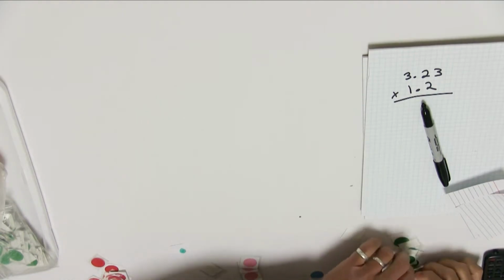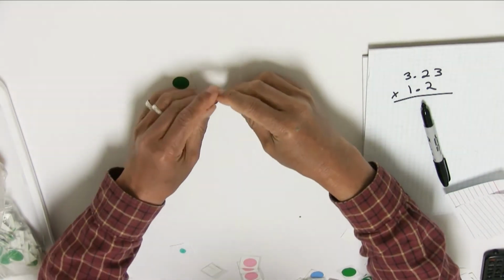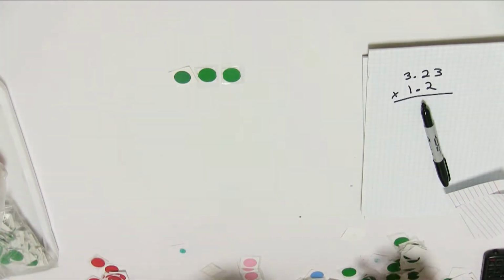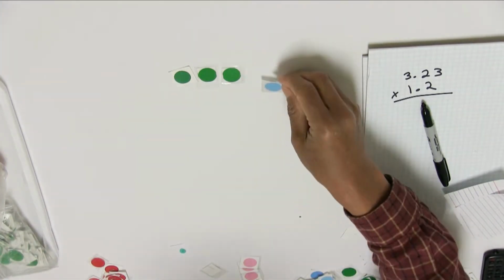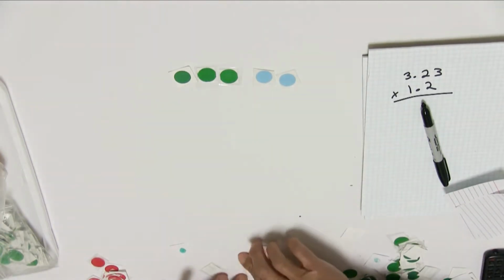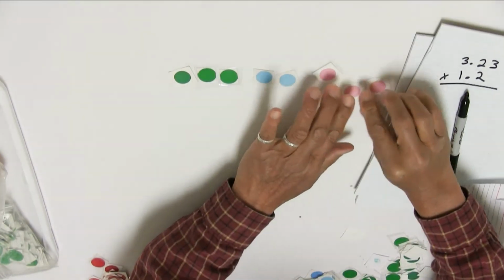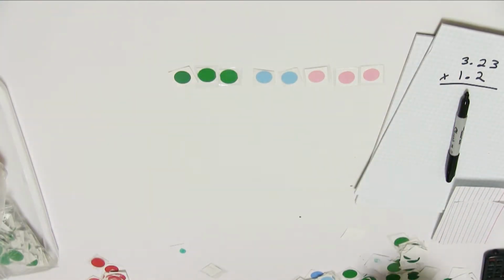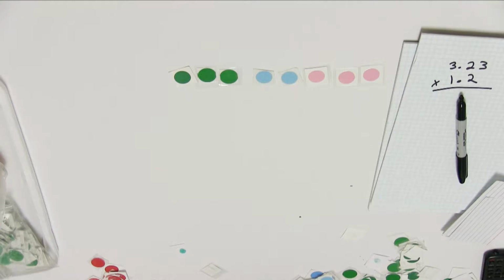I'm going to do the perimeter here. There's 3 and 23 hundredths times 1 and 2/10.